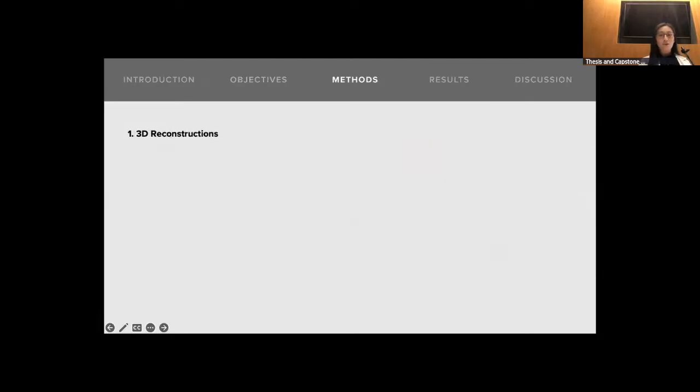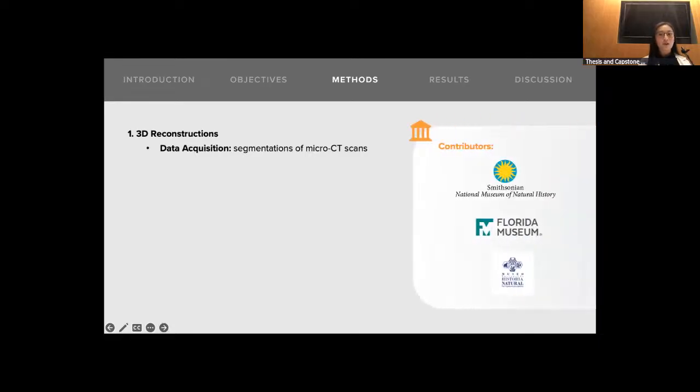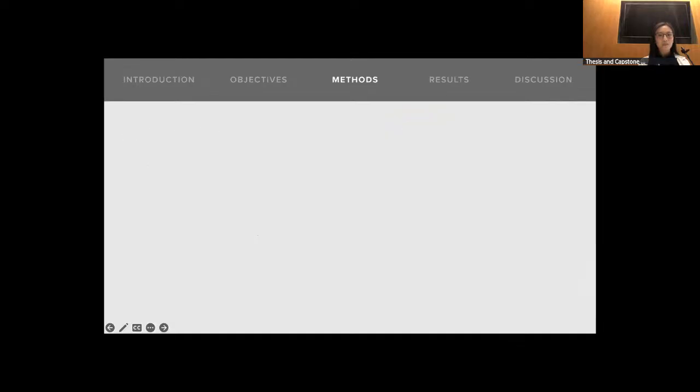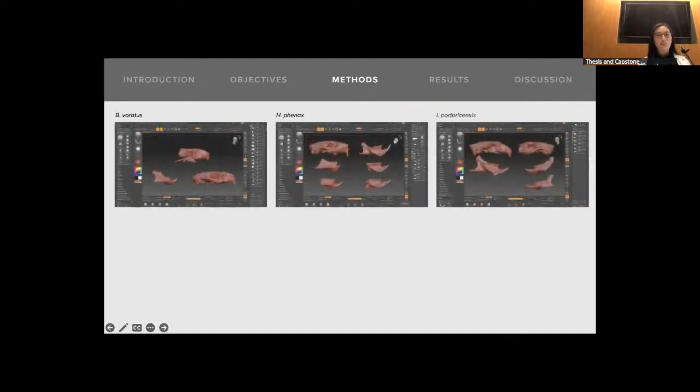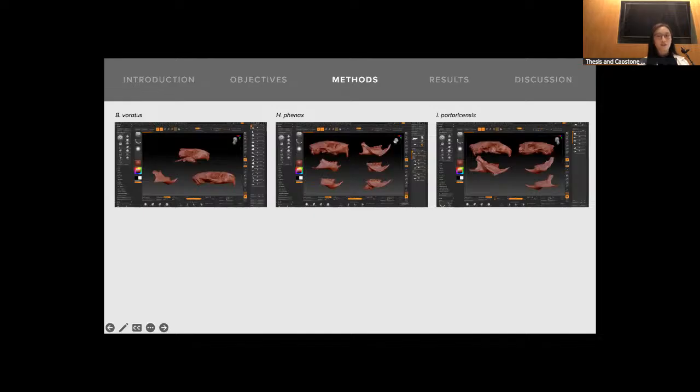The first step for 3D reconstruction is data acquisition from the Smithsonian, Florida Museum, and Museo de Historia Natural. From the segmentations, a series of alignment, extraction, mirroring and averaging, mesh manipulations, and cross-references were done to complete the 3D reconstructions, and these were all done in ZBrush. For example, we can look at the before and after of the extinct species reconstructions. This is the initial phase in ZBrush, where I examine what segmentations I am working with.